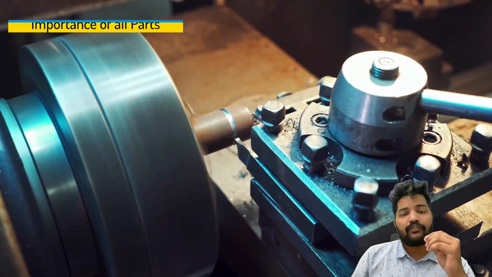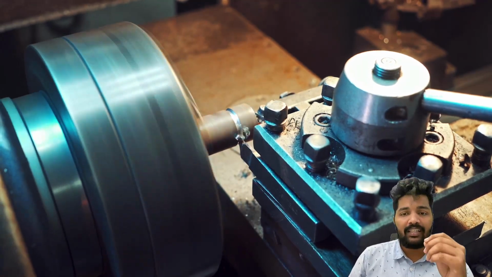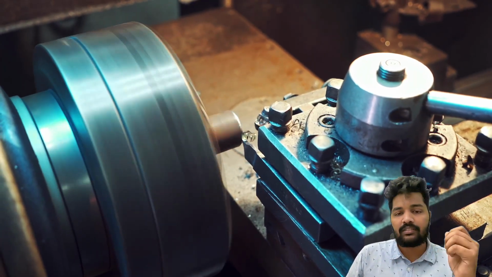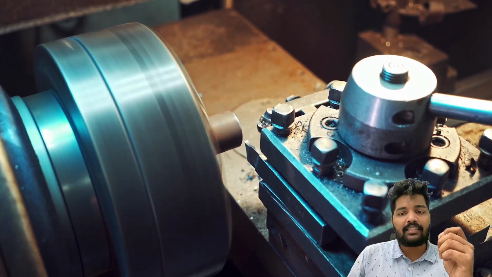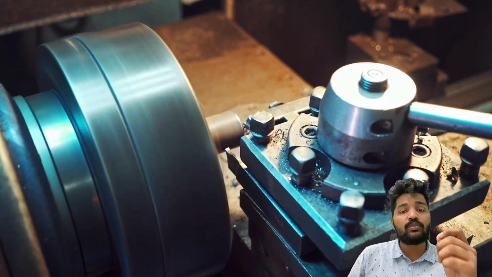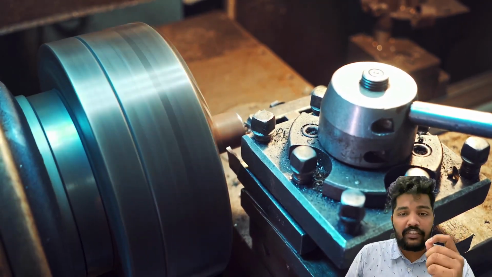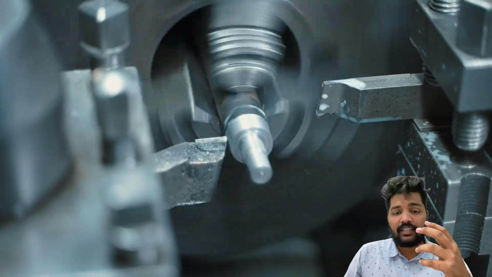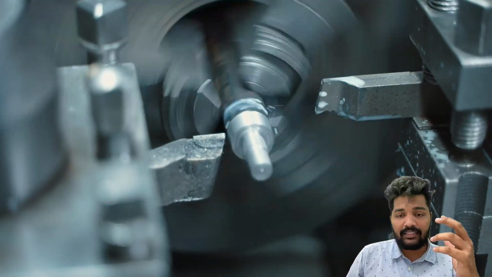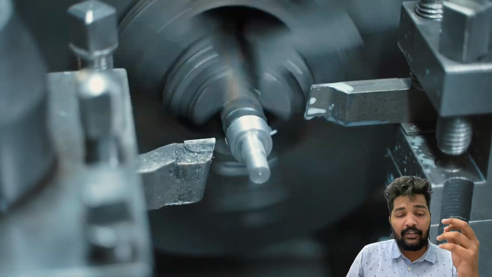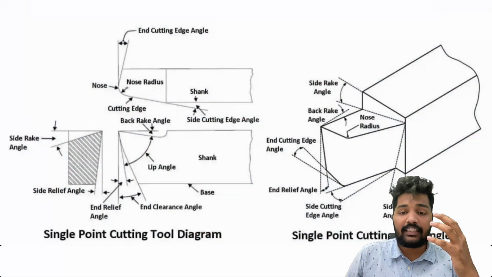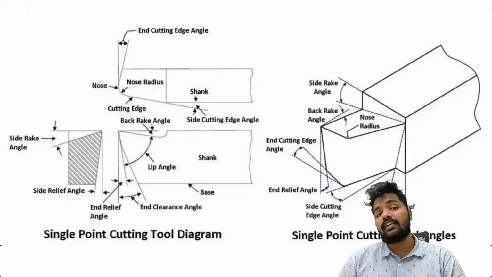Now understanding the different parts of the single point cutting tool is essential for optimizing its performance in the machining process. Each component plays a significant role in determining the tool's cutting abilities, efficiency, and overall machining quality. By carefully considering the design and characteristics of these parts, engineers can select and utilize the ideal cutting tool for specific applications, achieving precise and productive machining results.